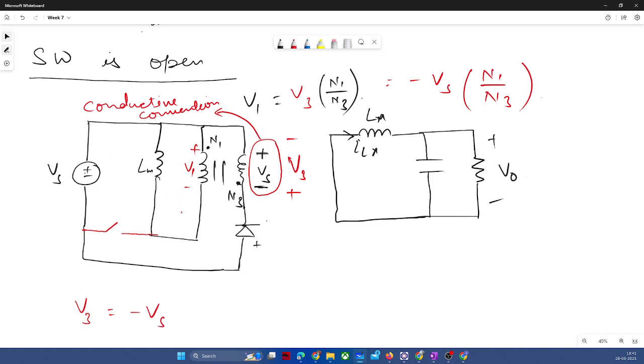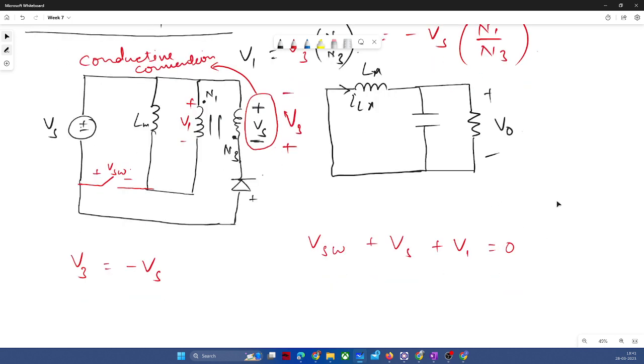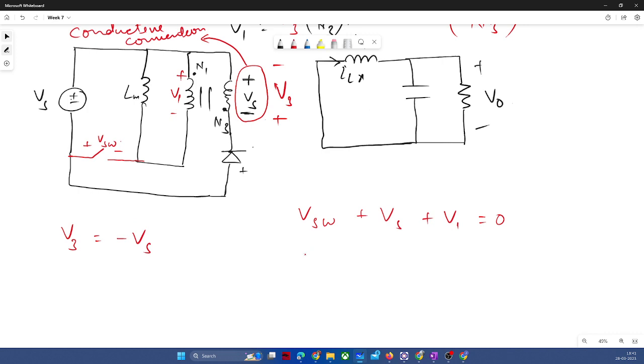Since our switch was present there, if you apply the KVL with Vs, V1 and V switch, you will get V switch plus Vs plus V1 is equal to 0. And V switch will again have minus Vs plus V1. And V1 is nothing but V3 into N1 by N3.